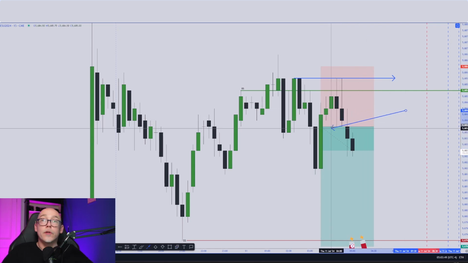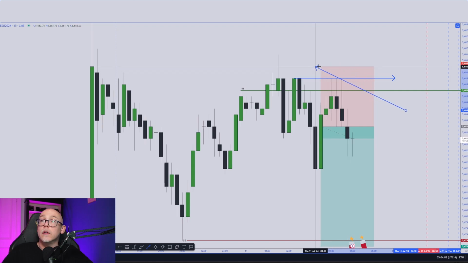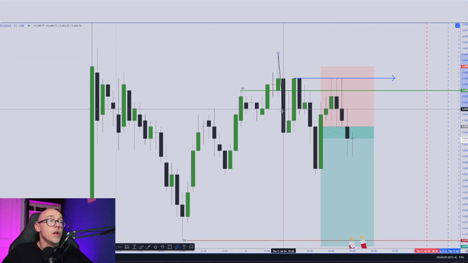So if I am short from this location and price moves against me, I'm comfortable staying in the trade because price can retrace as much as it wants here. But once it breaks this high and goes above it, I would be wrong. Price is allowed to pull back as much as it wants on a retracement.